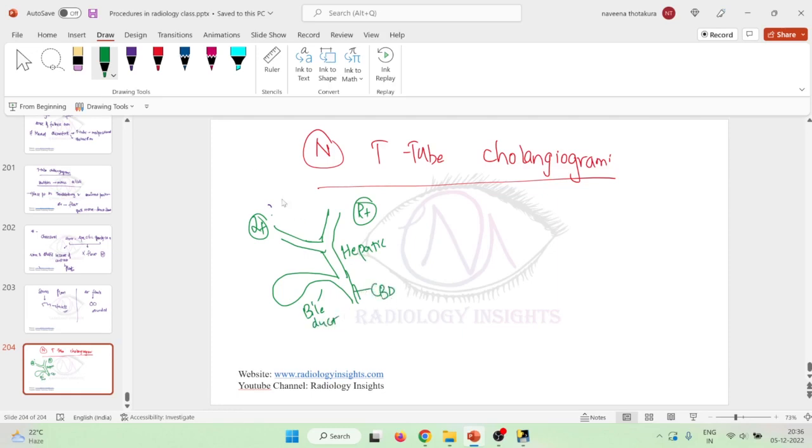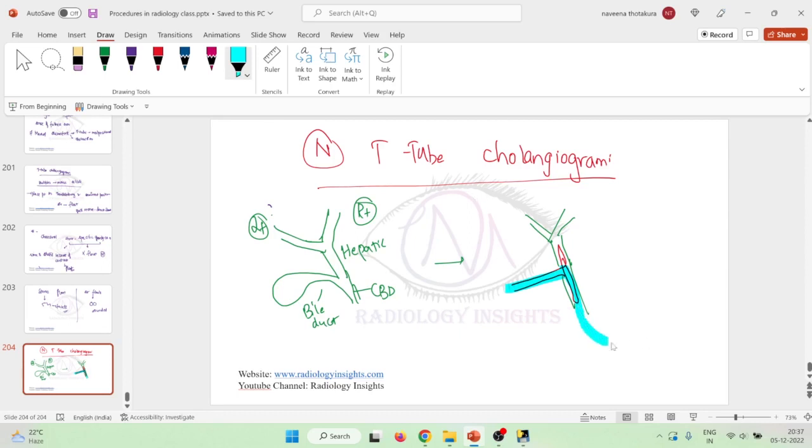Now, when do we place a T tube? It is actually placed after removing the gallbladder. The gallbladder is removed, and now you put a T tube like this. If you send the contrast through this, obviously by gravity it goes downwards.